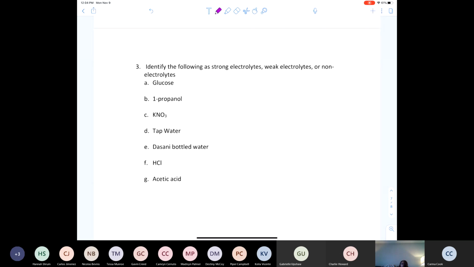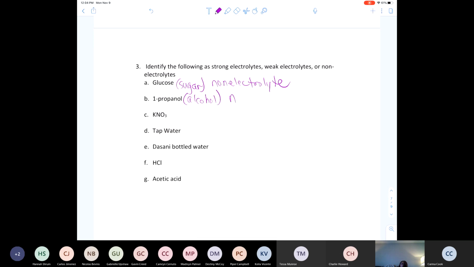For number 3, identify these different products as strong electrolytes, weak electrolytes, or non-electrolytes. Well, glucose is a sugar. So what would it be? Will it be able to conduct an electrical current? No, and it will be soluble. Correct. It is soluble in water, but it doesn't produce any ions in solution, so that will make it a non-electrolyte. 1-propanol is an alcohol.